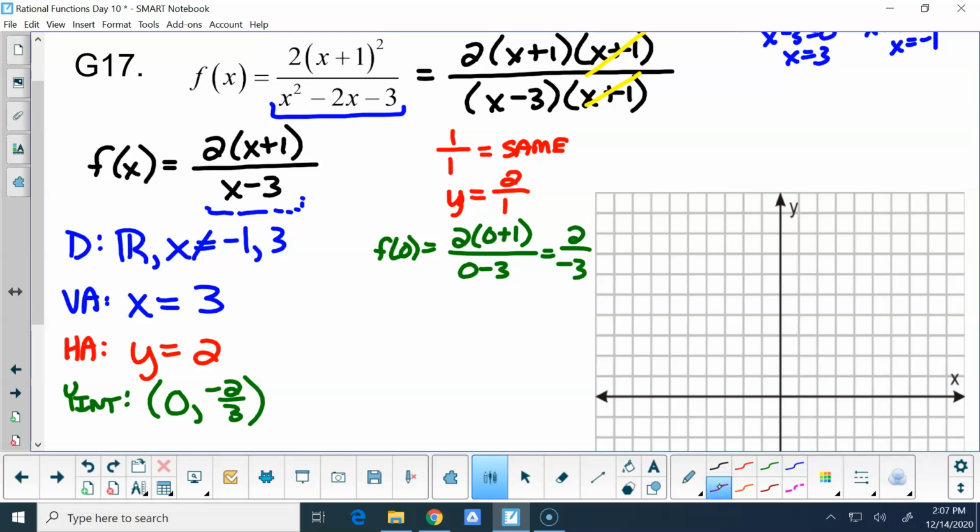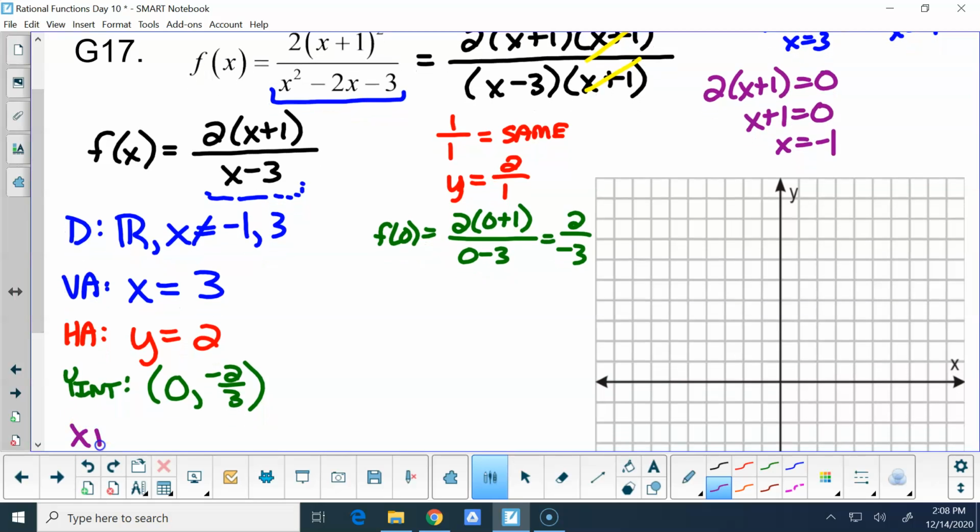Next one is my x-intercept. I take my numerator, set it equal to 0. I get negative 1. So my x-intercept is the point negative 1, comma 0.